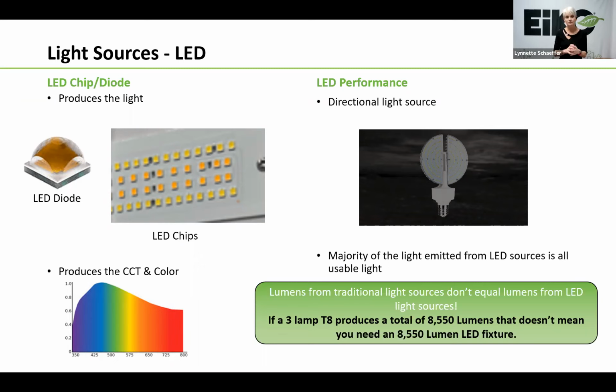The problem is that the 8,550 lumens is never making it down to the ground because so many of those are getting lost inside the fixture due to lumen depreciation, or just issues with getting it through the lens, or whatever the case may be, right? There's a lot of things that go into play. So when you're looking at replacing those 3-lamp T8s with a new linear LED T8, you don't need 8,550 lumens. As a matter of fact, because the LEDs are a directional light source, you could probably get by with about 5,000-ish lumens instead of 8,500 lumens.